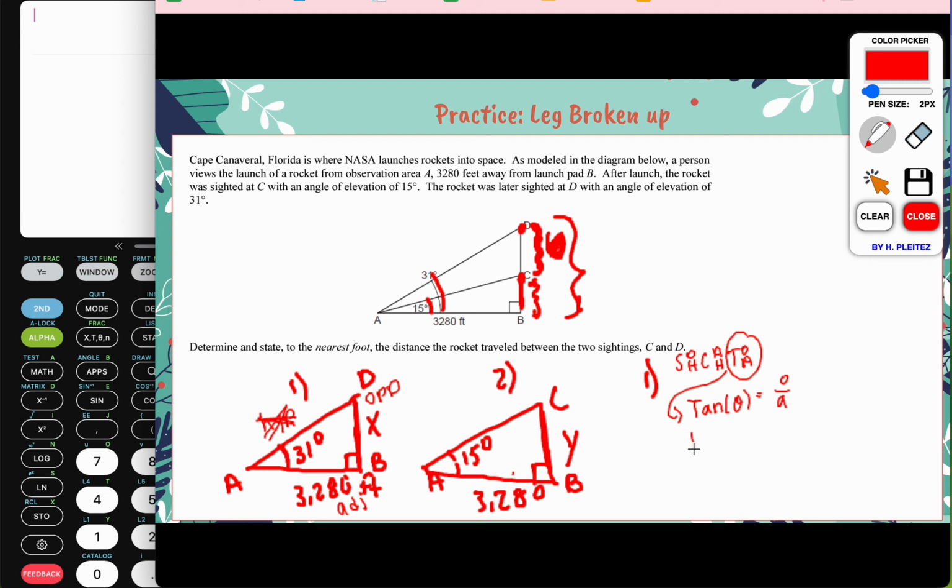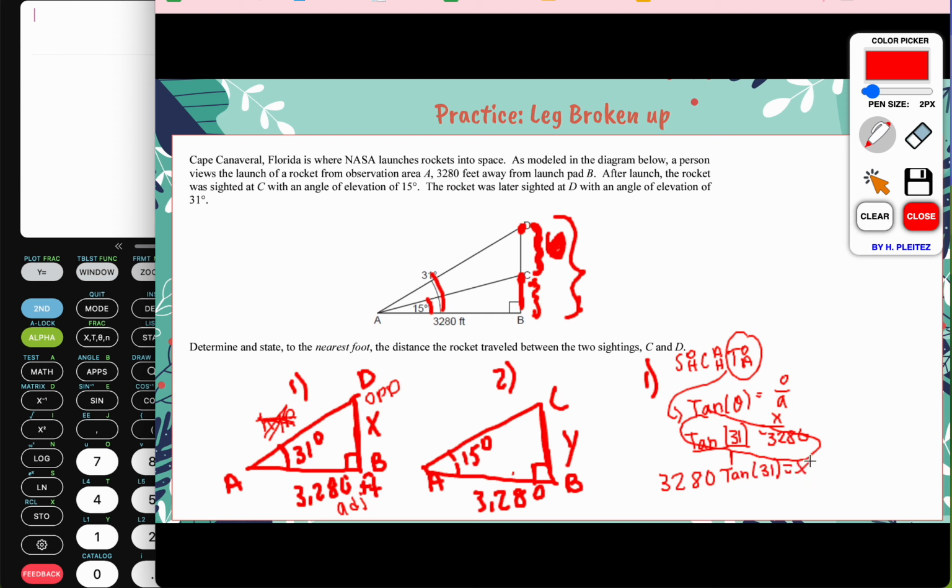Now if we make our substitutions, we have tan of 31 equals opposite, which is x, over our adjacent, which is 3,280. Now again, you can use the method of making your proportion. So if you put this over 1 and you cross multiply, you can do that. Or, well, we'll do that because we haven't really done that in the other videos. So if we cross multiply here, we get 3,280 times tan of 31 equals x.